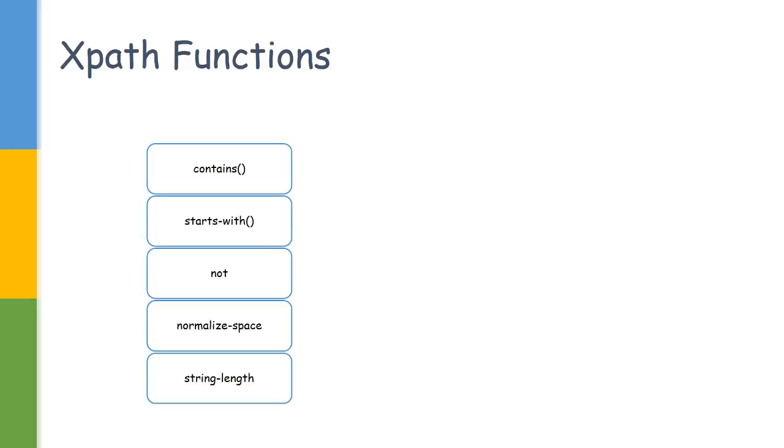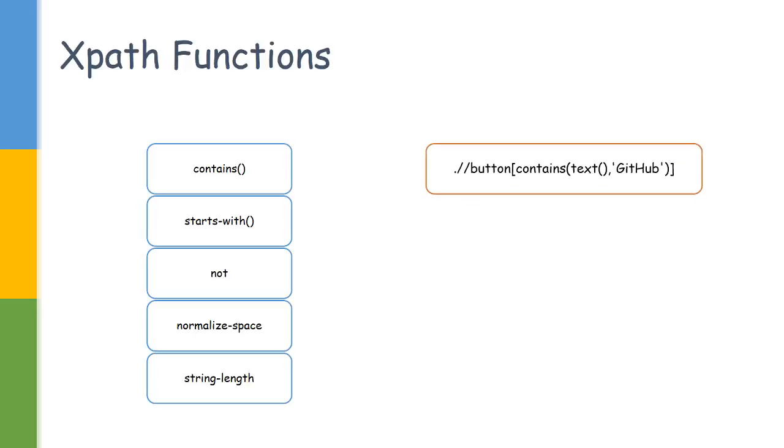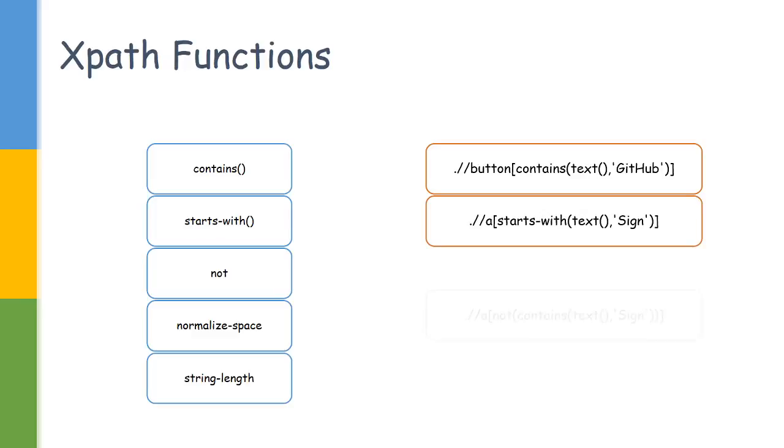There are multiple functions, as we saw previously, which we can use. For example, contains will check whether this text is present. In this example, the button, whether it contains GitHub. It can have multiple texts, but it contains this GitHub. Starts-with is also similar. If your text starts with sign in, whether it is sign out or sign in, both will be matched.